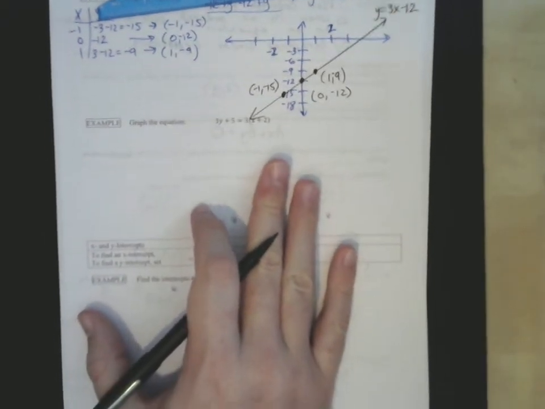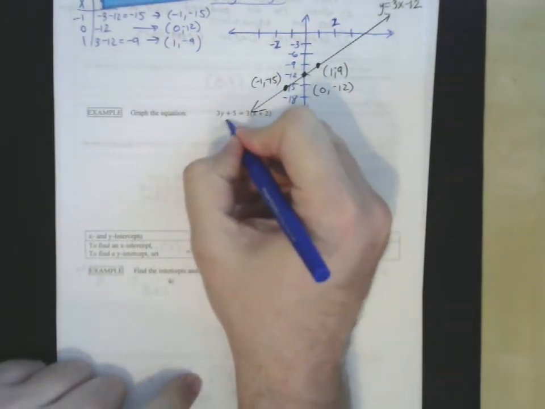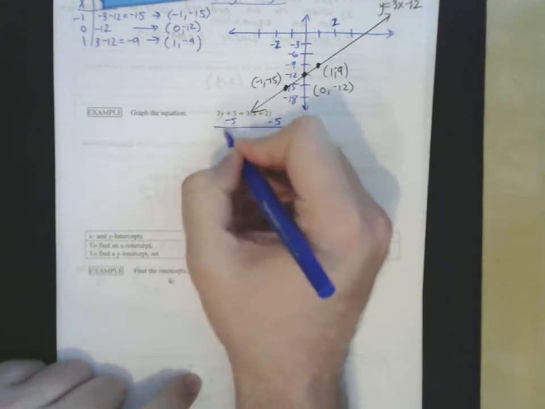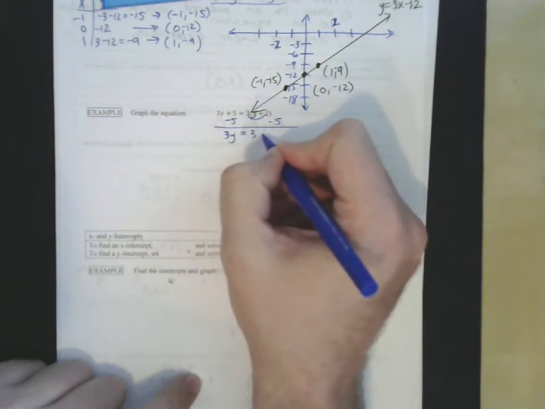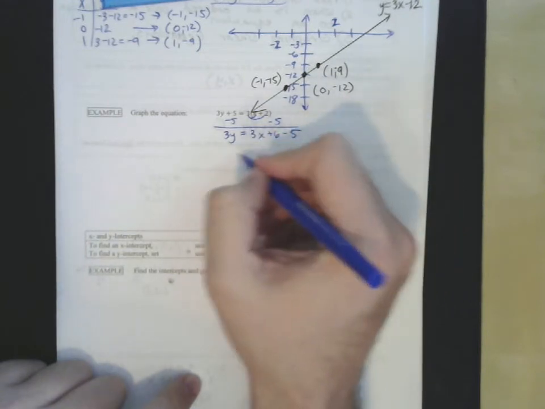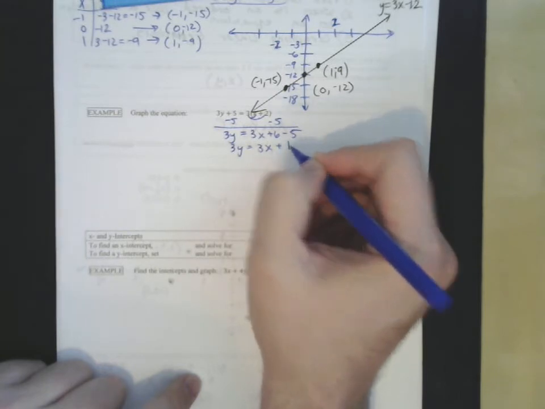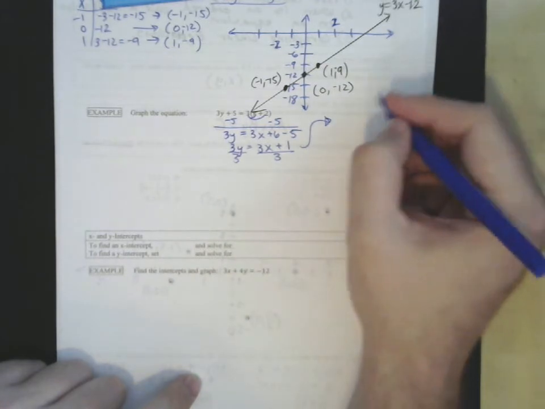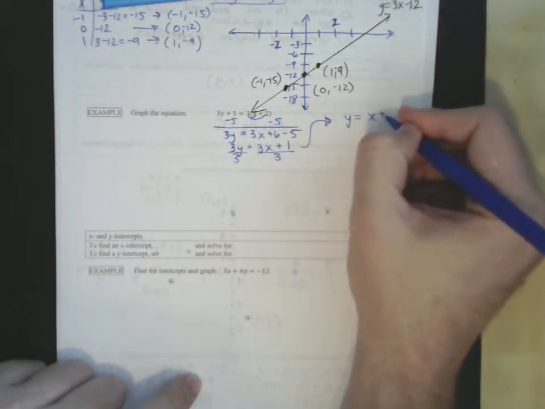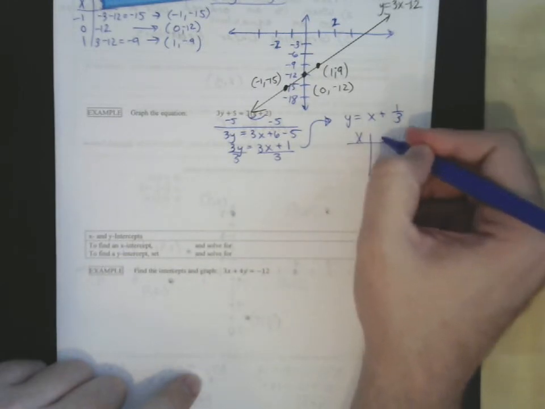So now moving on to this next example, we're going to graph this one. We're going to do a little bit of simplifying here. I'm going to subtract 5 over, and we have 3y equals, distributing this 3, 3x plus 6 minus 5, or 3y equals 3x plus 1. Divide everything by 3, and we have y equals x plus 1/3. And then we're going to graph x and y.